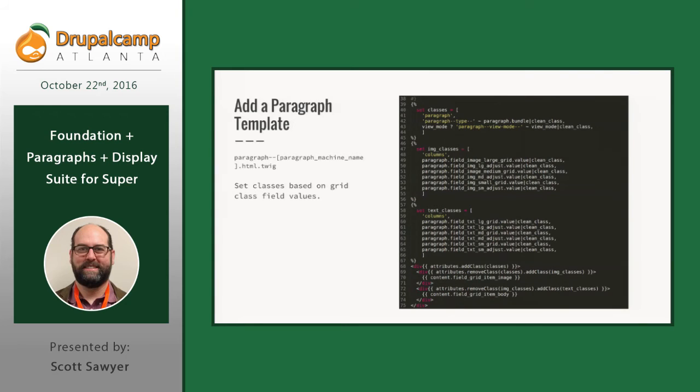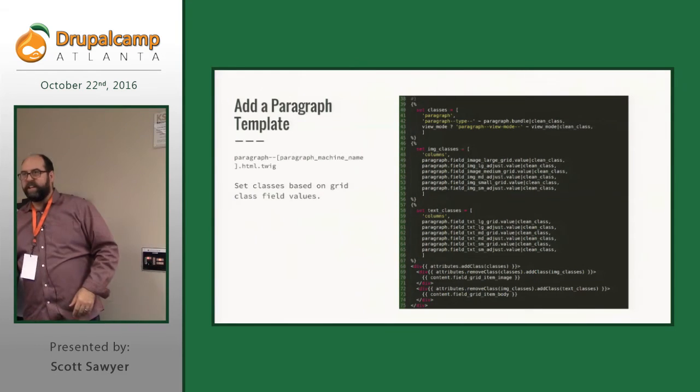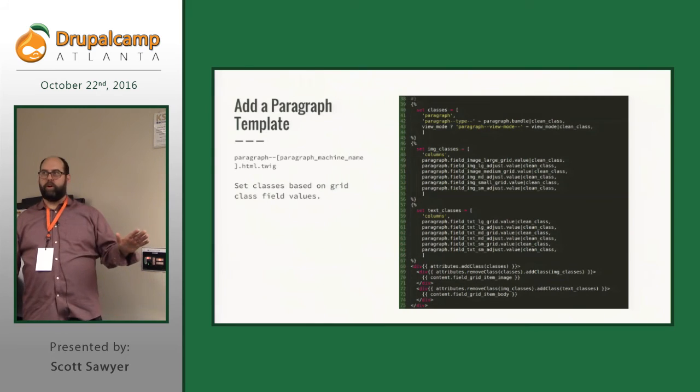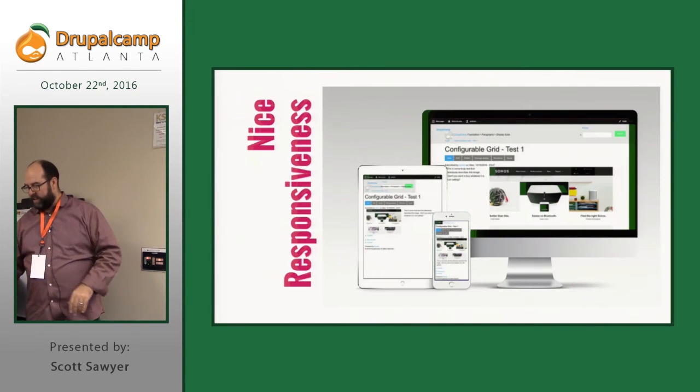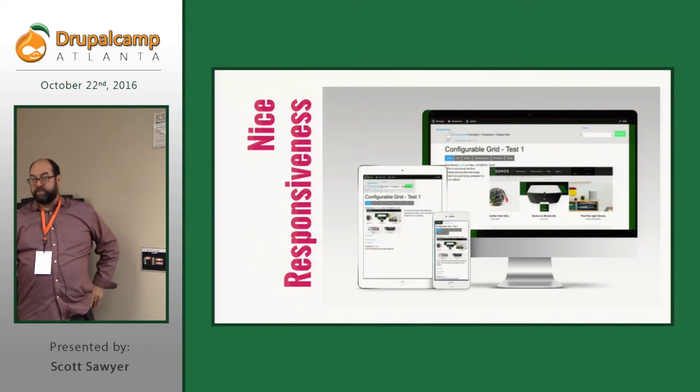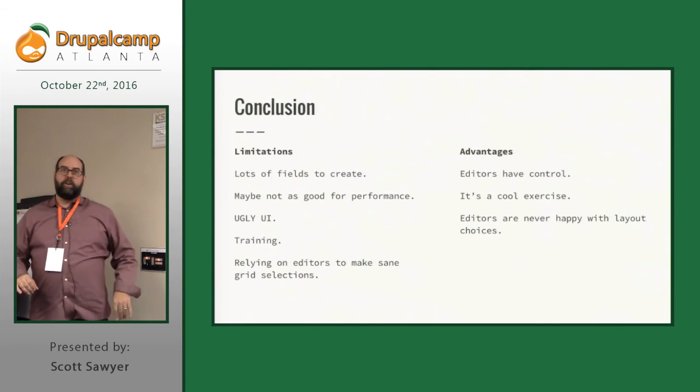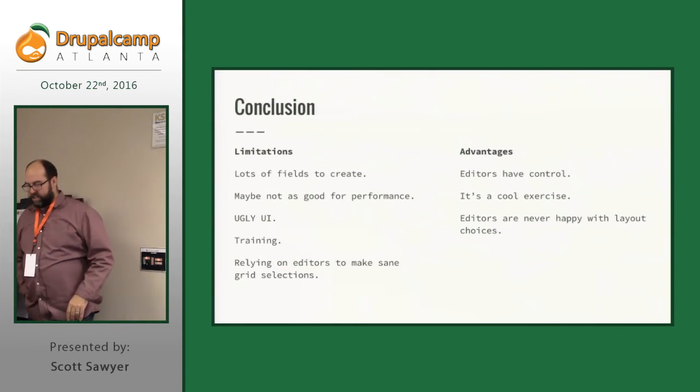So now I've taken all those UI settings and converted them into CSS classes, and now it'll just output whatever they put, okay? So they could go crazy playing with grids. You're giving the editor complete control over your theme and your layout, okay? So you can get really nice responsiveness this way. But there are certainly some limitations to this, okay?